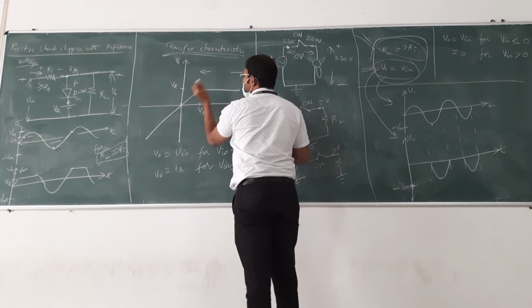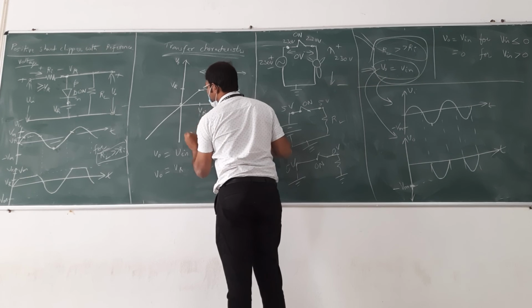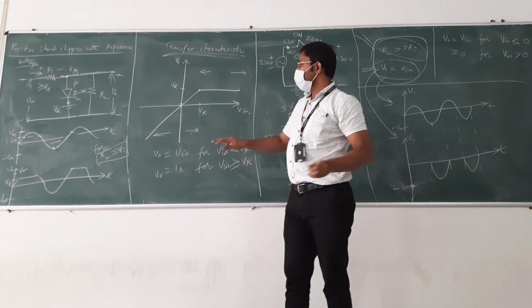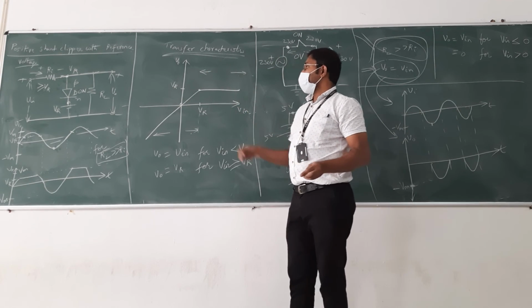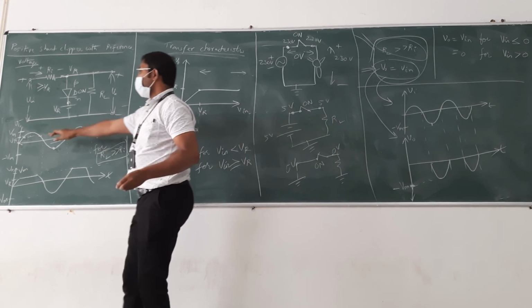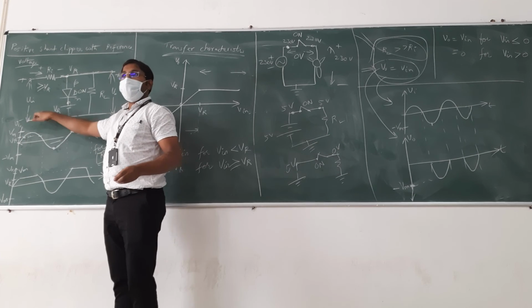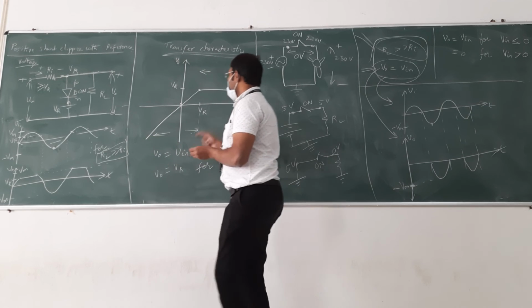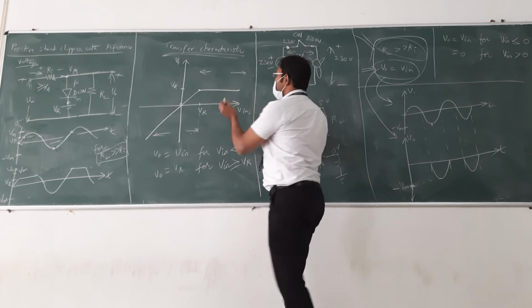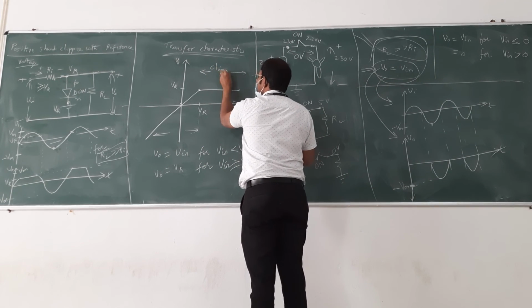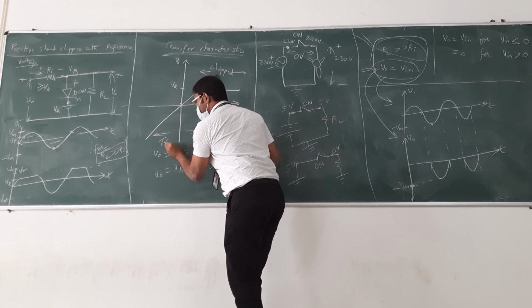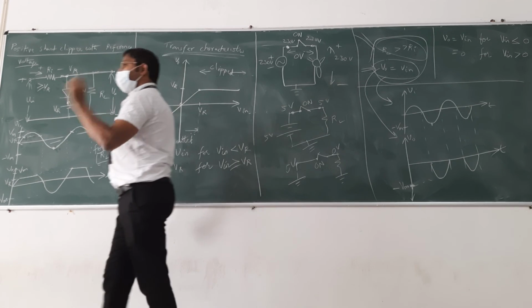What should we write from here to here? Where the waveform is getting clipped. When Vin is becoming greater than Vr, the waveform is clipped. So what should I write here? Clipped. And what should we write here? Transmitted.